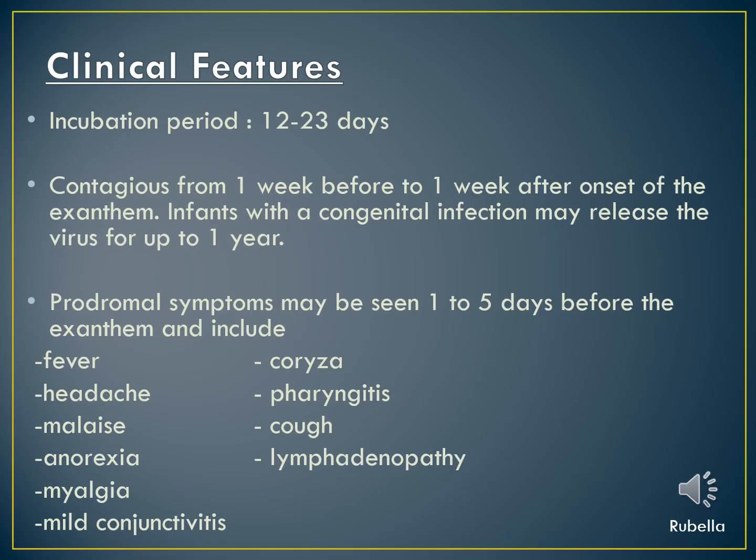Now I'll be explaining about the clinical features of rubella. The incubation period of rubella is 12 to 23 days. Patients infected with rubella are contagious from 1 week before to 1 week after the onset of the exanthem. Infants with congenital infection may release the virus for up to 1 year. Prodromal symptoms may be seen 1 to 5 days before the exanthem and include fever, headache, malaise, anorexia, myalgia, mild conjunctivitis, coryza, pharyngitis, cough and lymphadenopathy.